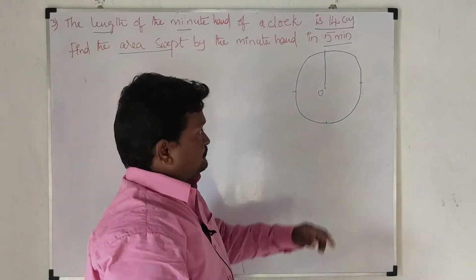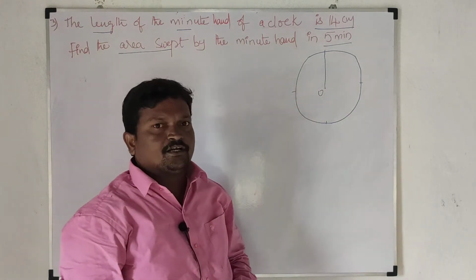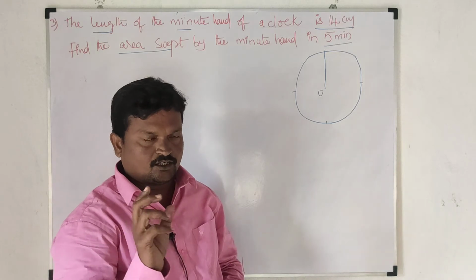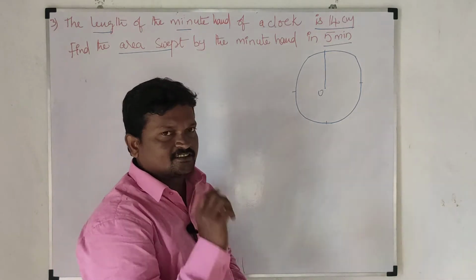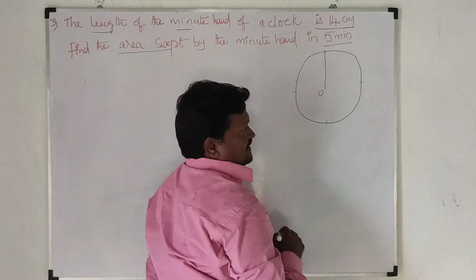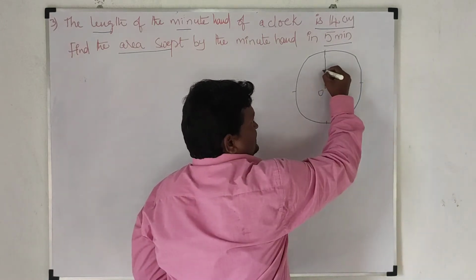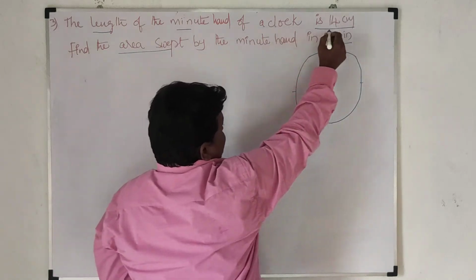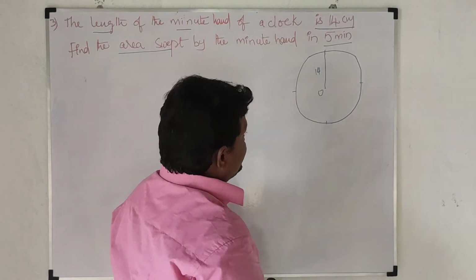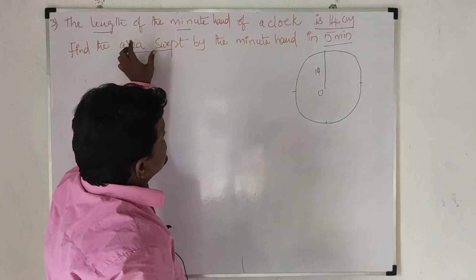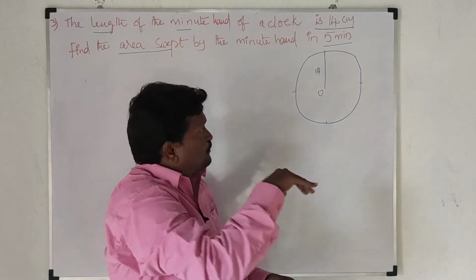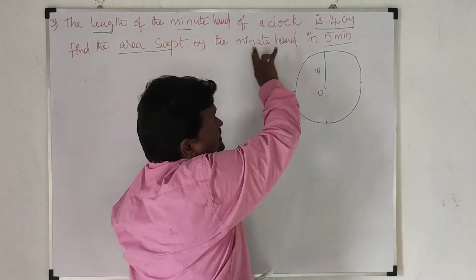In a clock we have a minute hand, an hour hand and a seconds hand. So here, the minute hand will be the radius of the circle, and it is given that the length of the minute hand is 14 centimeters. So we have to find the area swept by the minute hand, the area covered by this minute hand in 5 minutes.